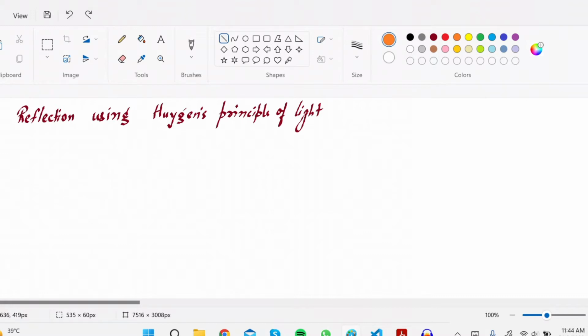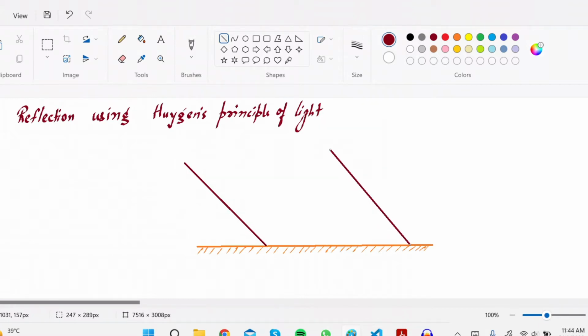Let's draw our reflecting surface. This is your reflecting surface. This is polished from one side so that light cannot enter this medium. And let's say there are two rays. You can think of many rays, but I am taking here two rays. Let's say this is one ray, first one. And let's say this is the second ray, which is traveling and going to the surface.